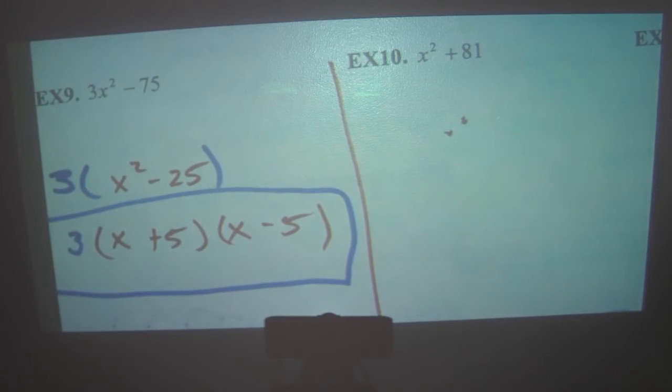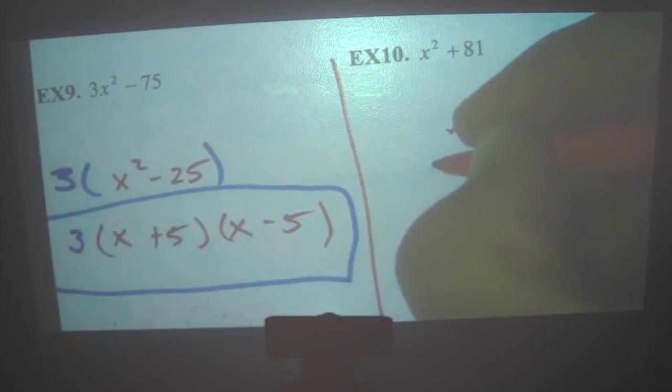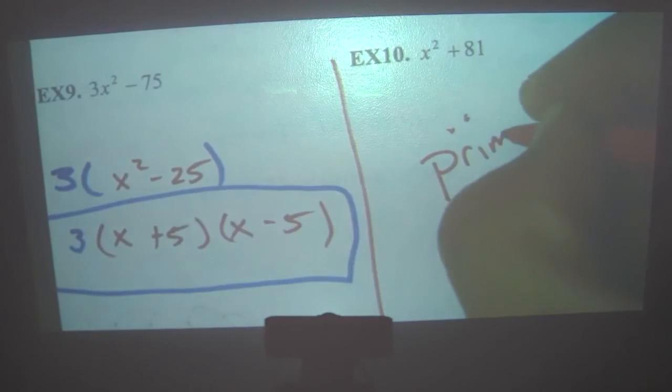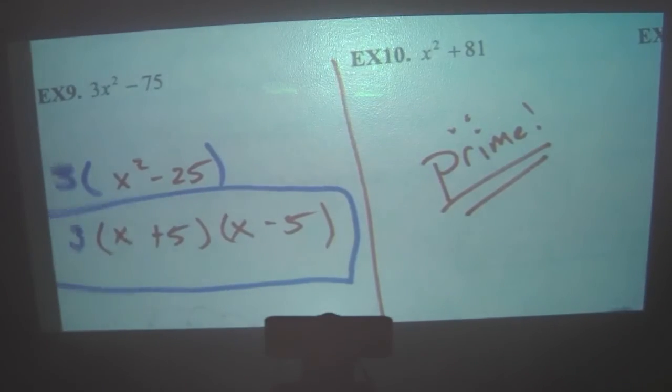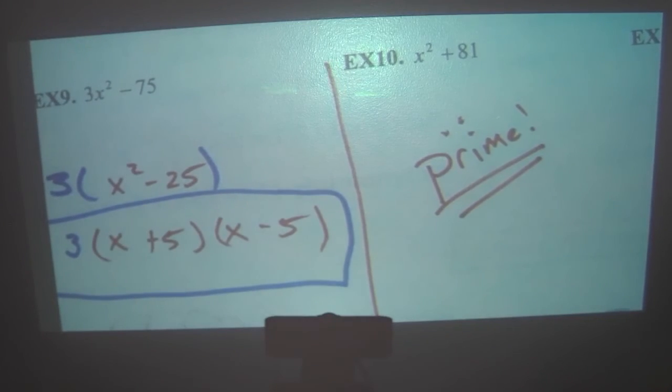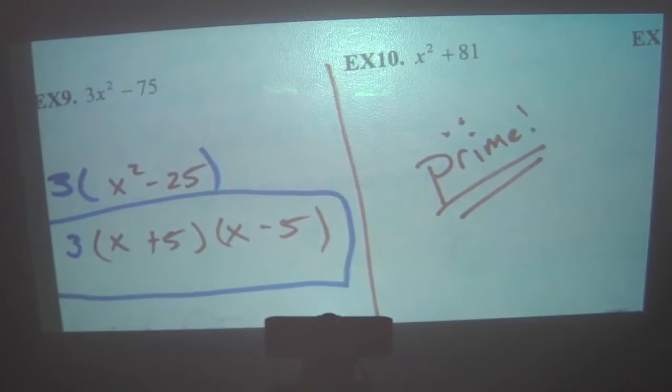And then somebody might say, what about, Mr. Gotsch, what about x plus 9 and x minus 9? Yes, those add up to 0, but those are not factors of positive 81. Those are factors of negative 81. So none of those will work, and the only thing you can do is write prime. A number that's only factorable by 1 and itself is a prime number.